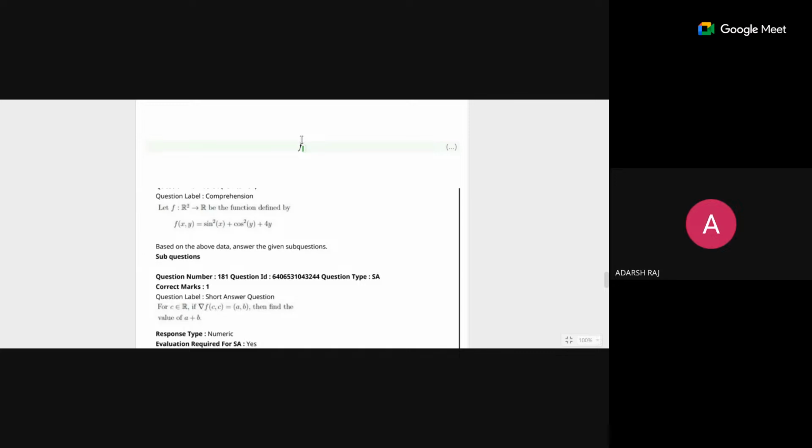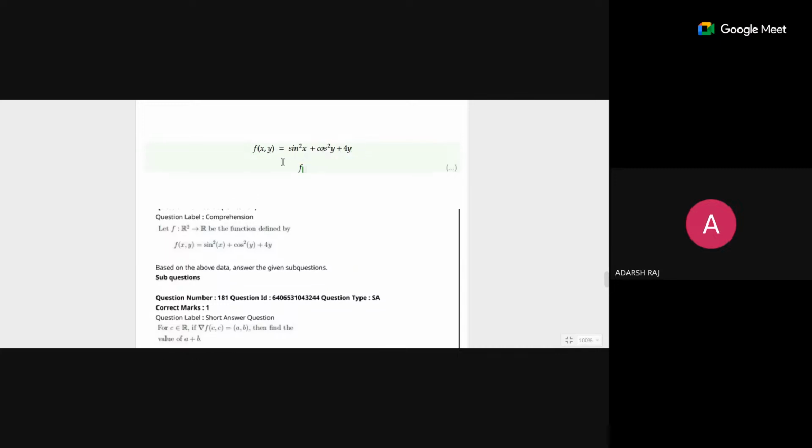So first you have to find the gradient, then substitute c comma c. Basically, you have to find the gradient of this function at c comma c. So tell me, what is f of x? 2 sin x into cos x. So this is our function. It is cos square y.